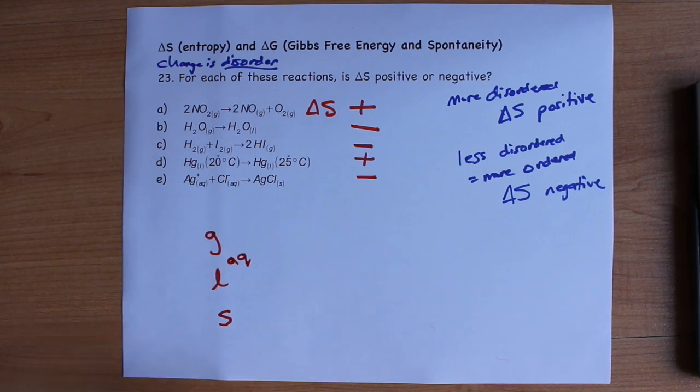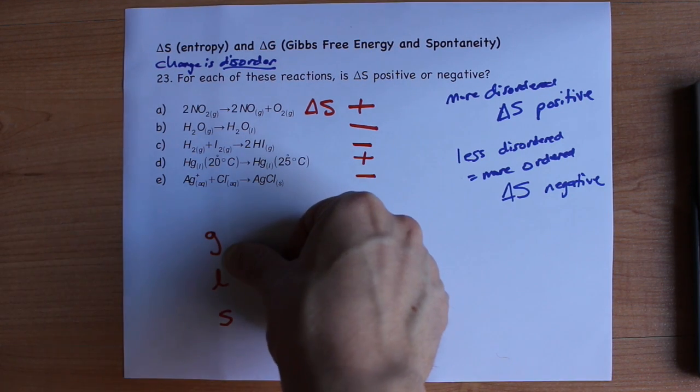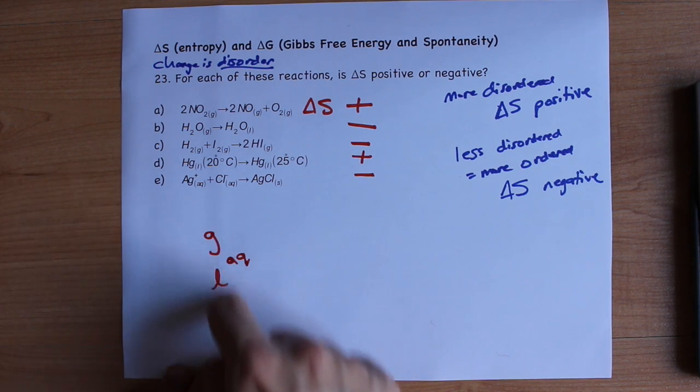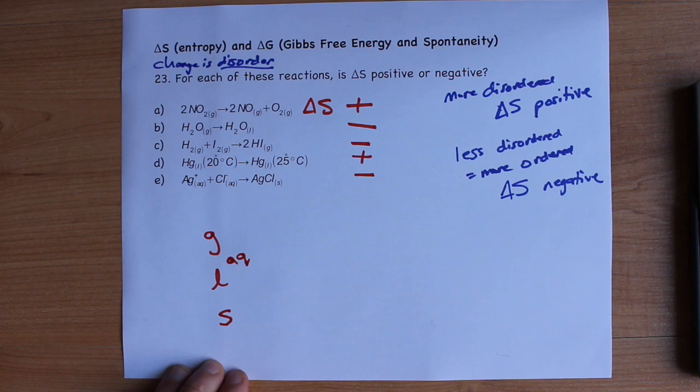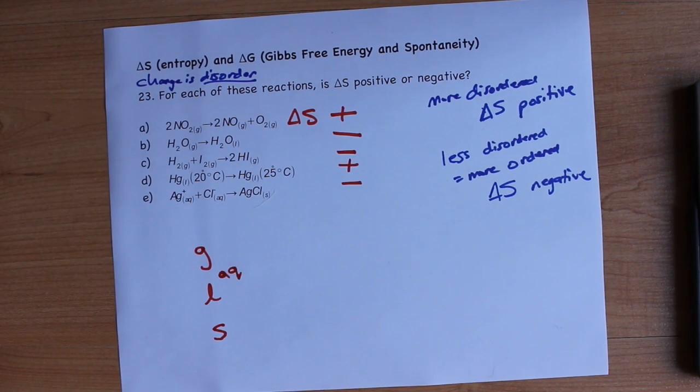But the part here that actually matters is that gases are always more disordered than liquids, and liquids are always more disordered than solids, simply because of the nature of the energies that each of these types of substances have. Cool? Cool.